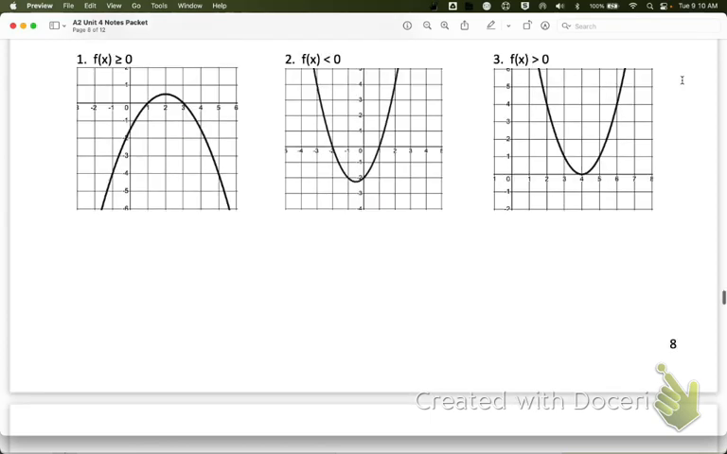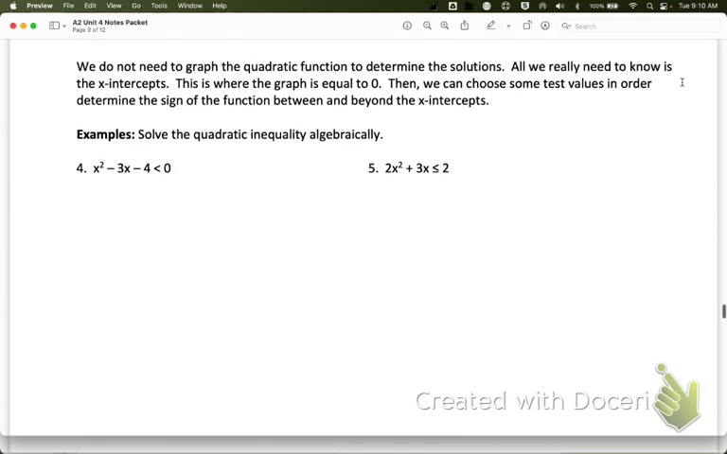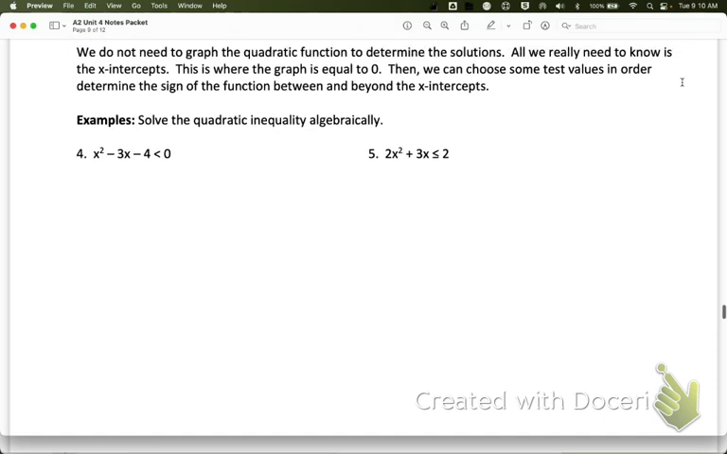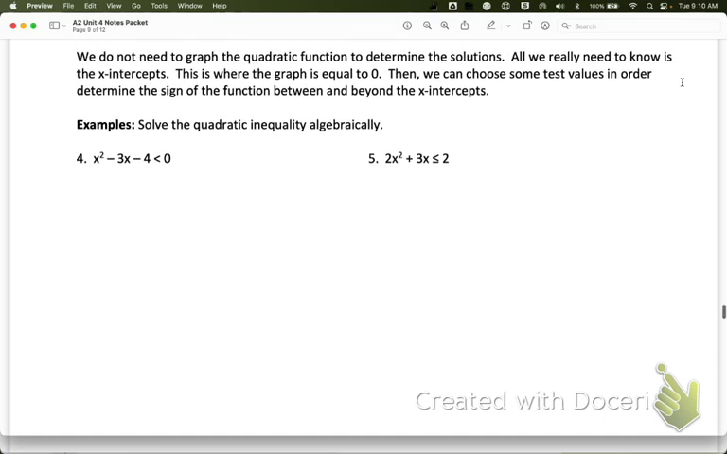But if we had to graph these every time, that would be difficult. And if the x-intercepts are not nice whole numbers like that, it can become even trickier. So we are going to look at a couple of examples here of how we would do this algebraically. So what we're going to do is find the x-intercepts because that's where the graph touches the x-axis. So if it's going to change from above to below the x-axis, it'll happen at the x-intercepts. Then we're going to choose some test values. The question is the section of the graph positive or is the section of the graph negative?